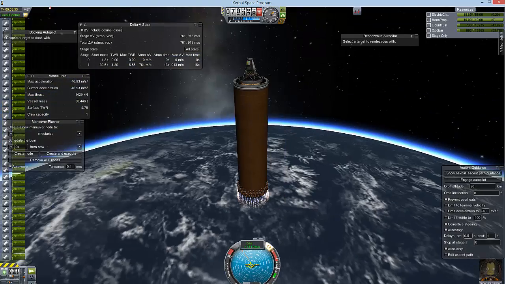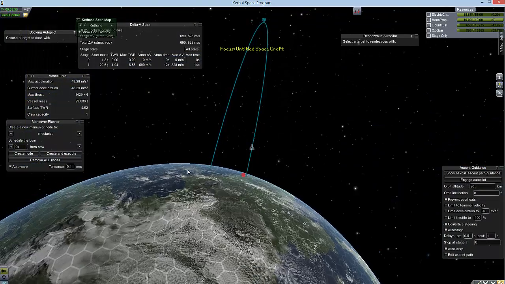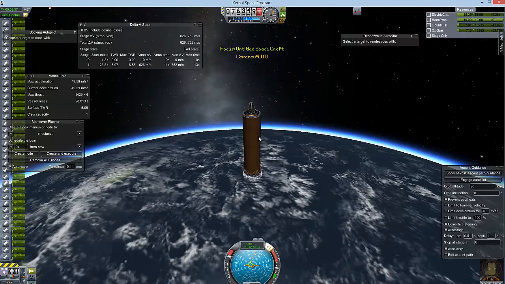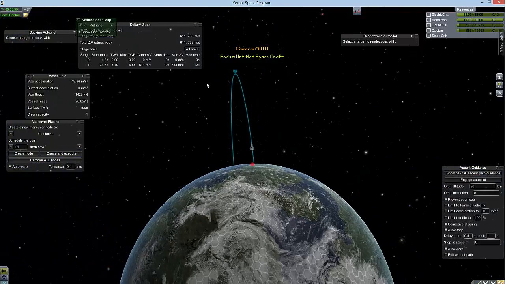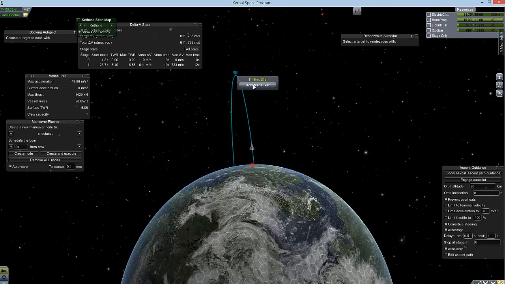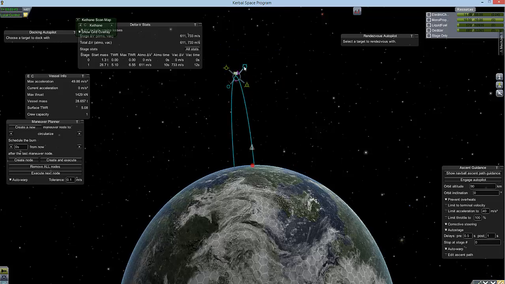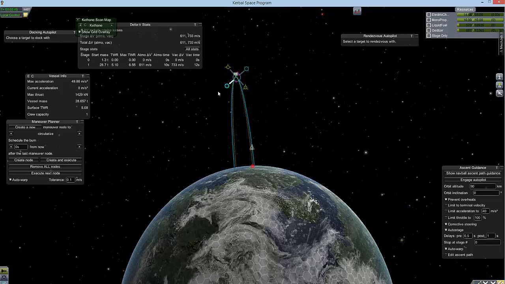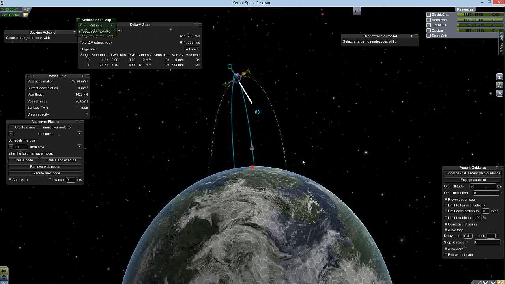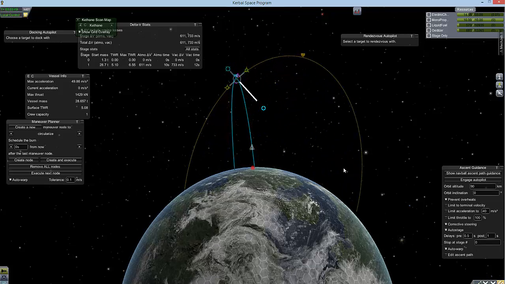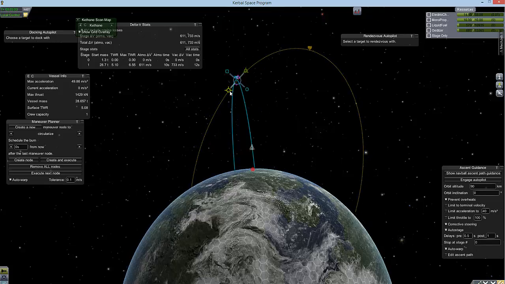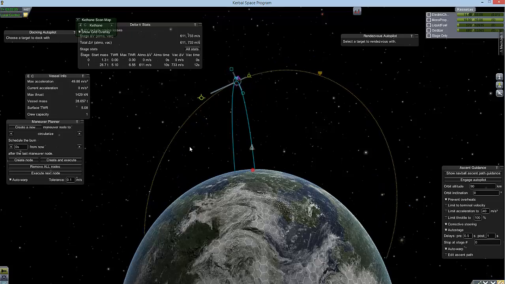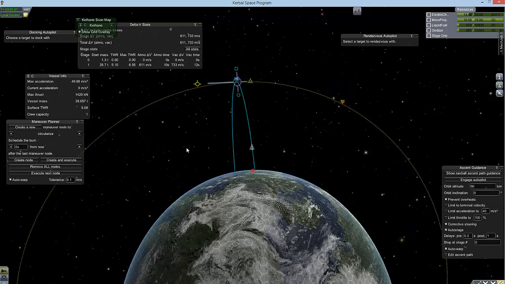So if I wanted to, I can stop the thing right here. Add a maneuver. Oops. Messing around with the inclination, just trying to get as much delta V requirements out of this as possible. Doesn't matter.